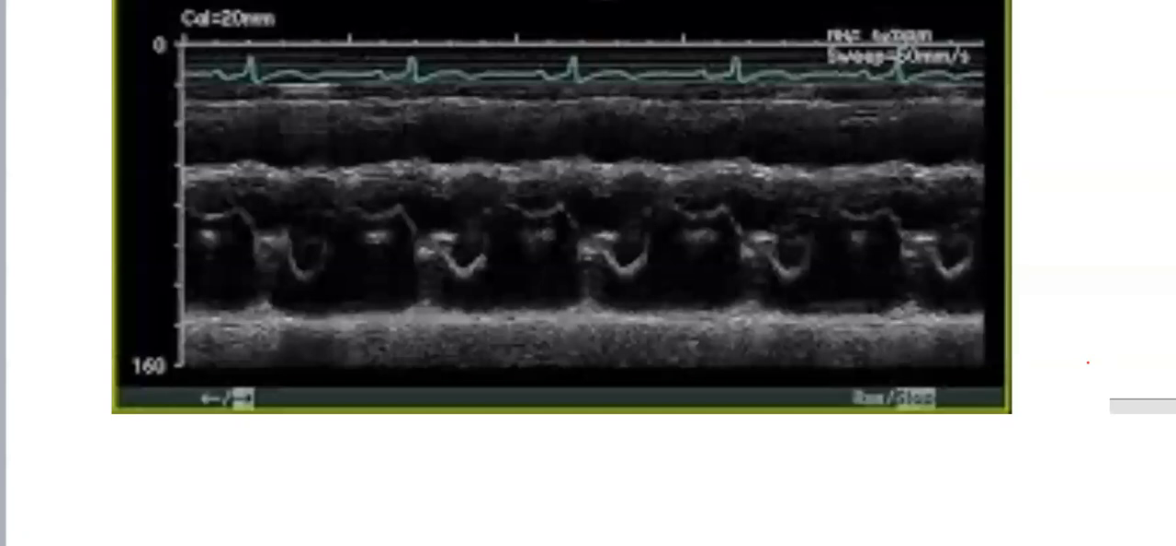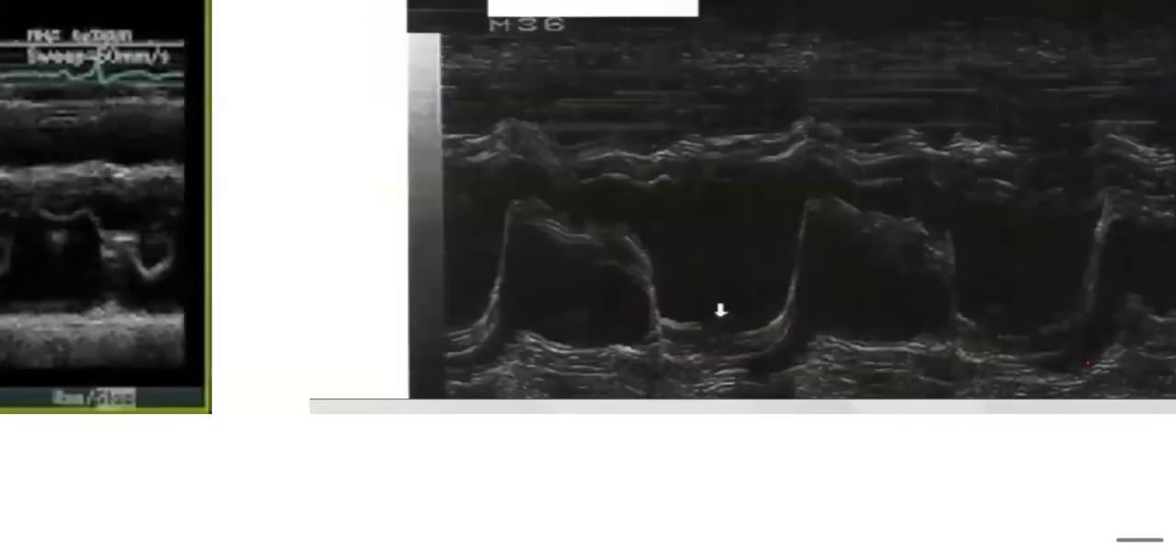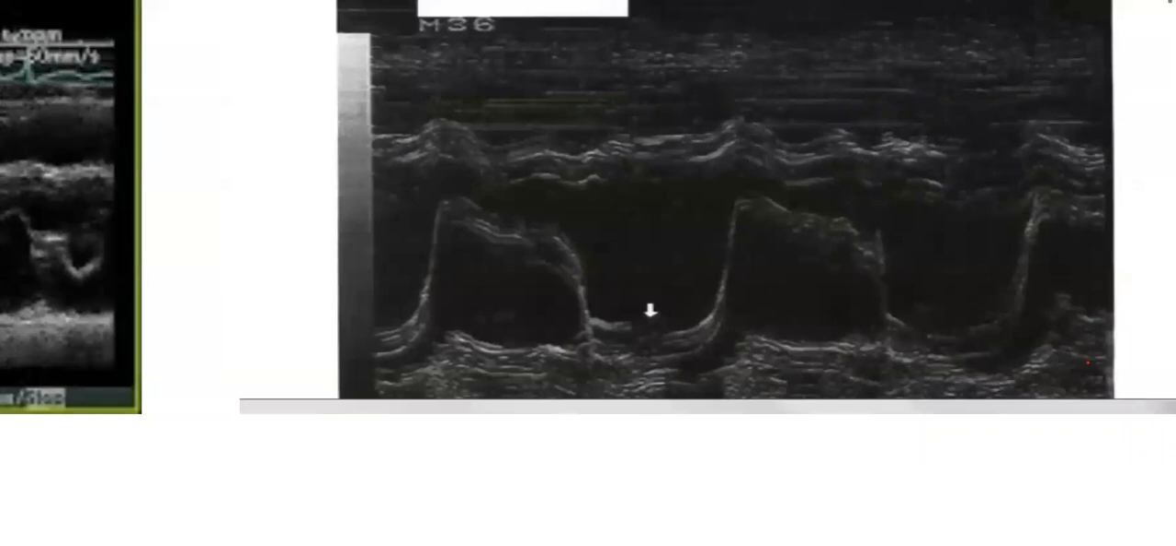Okay. Now look at this one here. Oh, that's a bit tough because it's supposed to be here. You see, the valve is supposed to close here. Now I have the two leaflets going down and pansystolic. So this is pansystolic bi-leaflet prolapse. They call it hammocking. Sometimes they call it hammock.